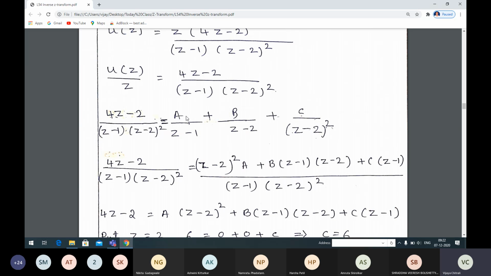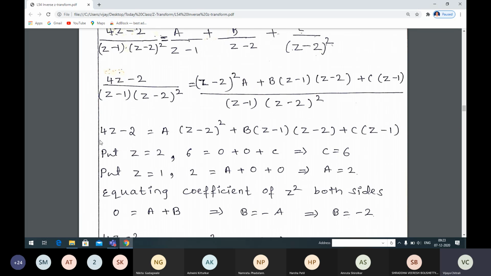Now by proper substitution of z, find a, b, c. So take the LCM here. LCM is z minus 1, z minus 2 raised to 2. So z minus 1 is there; multiply z minus 2 raised to 2. And here z minus 2 is there; multiply z minus 1 and z minus 2, because only one z minus 2 term is there, right? And here z minus 2 is there; multiply z minus 1. If you want, you can write this step directly. So the denominator on both sides gets cancelled.